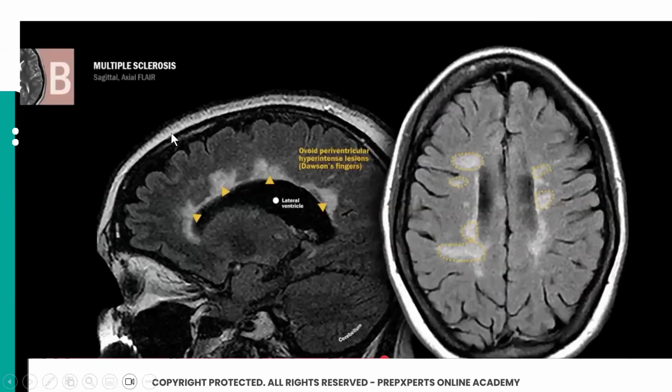Then multiple sclerosis. This is an inflammatory lesion that is going to be T2 hyperintense. We are all very well aware of these Dawson fingers. These are seen in the parasagittal locations, ovoid hyperintense lesions, and these indicate active MS. So these are inflammatory lesions that are T2 and FLAIR hyperintense.